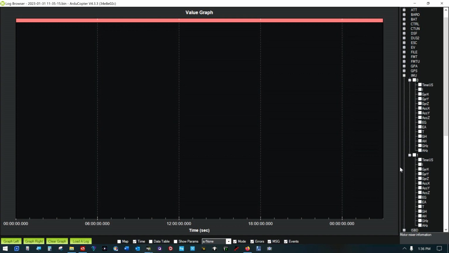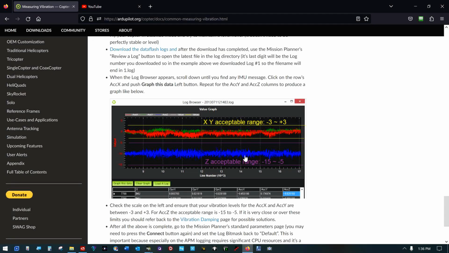I did turn only one IMU on in the log. I think that may be this one. I know there's two in that quadcopter, that H743. And this is kind of jumping down, but this is the range that they should be for X and Y's: positive 3 to negative 3, the yellow line here, not the 5. Minus 3 to positive 3.